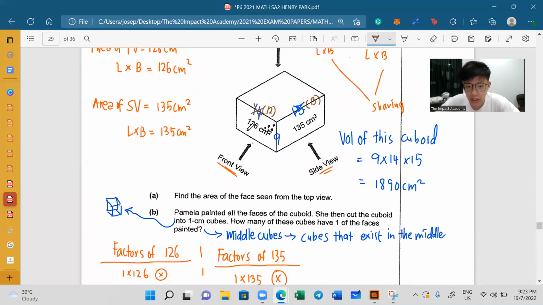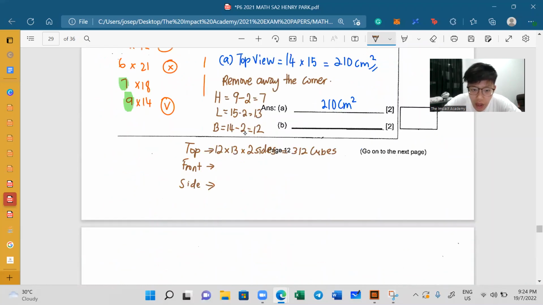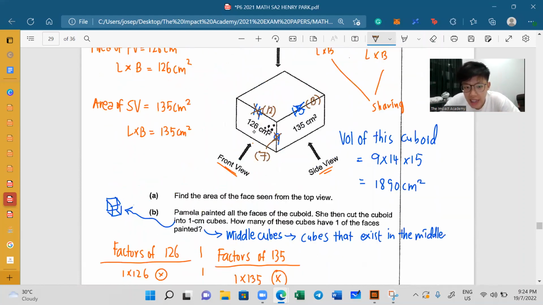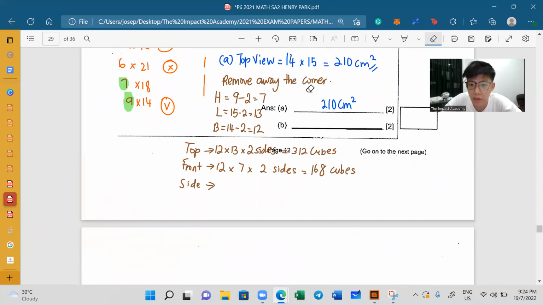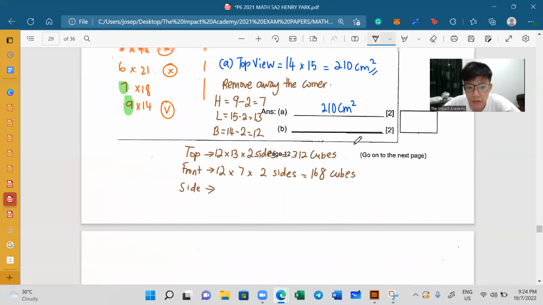For the front, it is no longer 14 but 12. It is no longer 9 but 7. So therefore, I will have to do 12 times 7 times 2 sides. That gives me 168 cubes. So these 168 cubes exist in the middle where they will only have their front face painted. So that front face is my one face. Make sense?